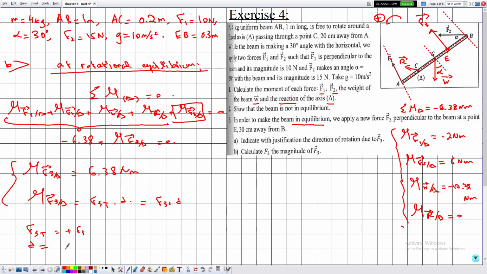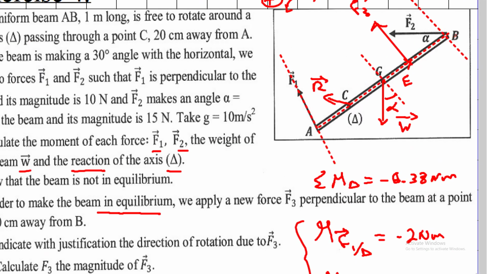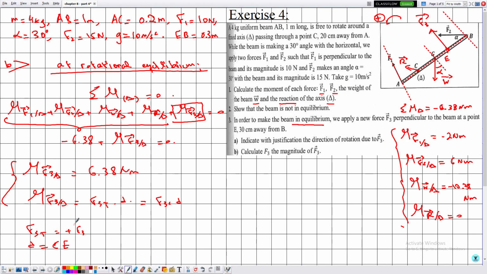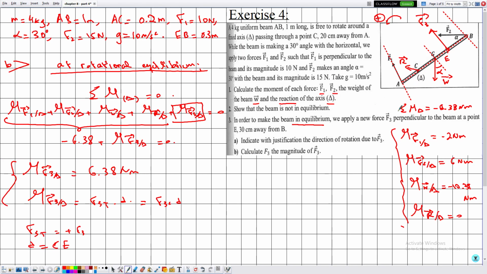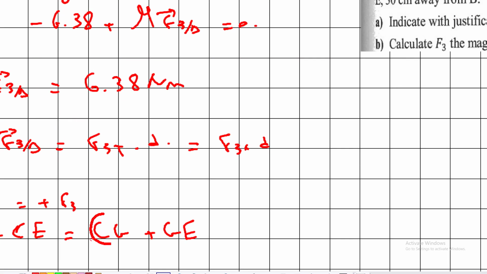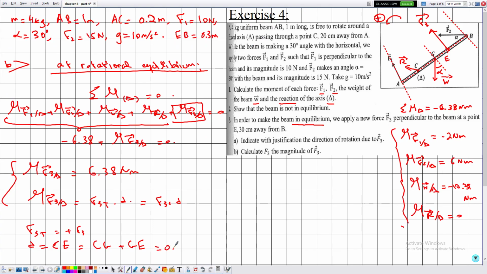Now d is equal to the distance from C to E. Recall that always the distance here that we are implementing is the distance between the point of application of the force and the center of rotation. Now, what about CE? CE is equal to the distance CG plus GE. This we have calculated previously and it's given by 0.3.